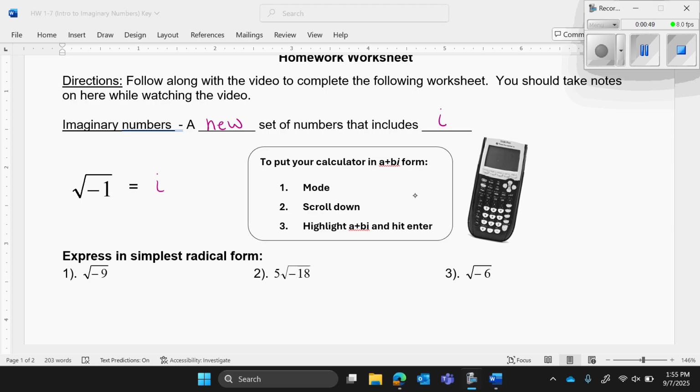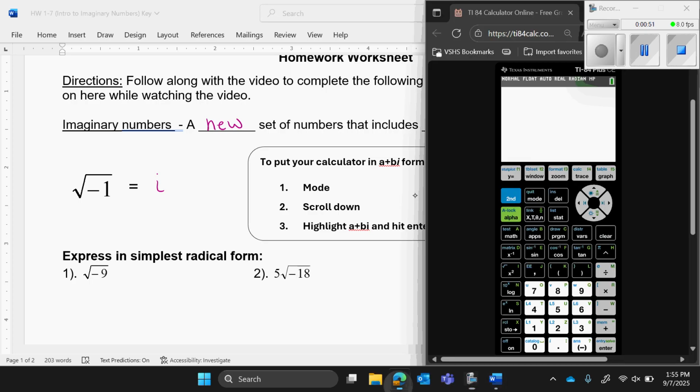Now, we did talk about this in class, but your calculator must be in a plus bi mode. So let's put our online calculators in that mode. We're going to go to mode, and then scroll down to where it says real, and switch over to a plus bi, hit enter. Second, quit. So now on the top middle of your calculator, you should see in the banner a plus bi.